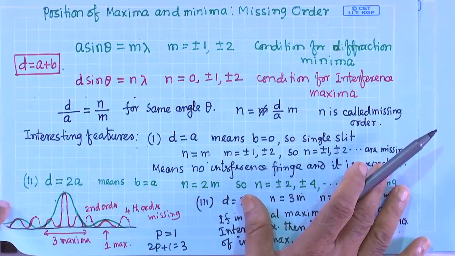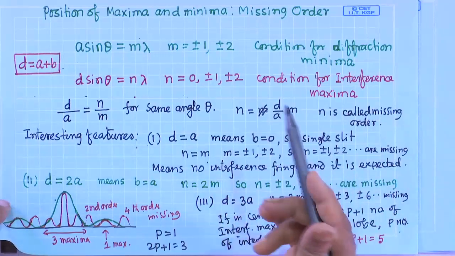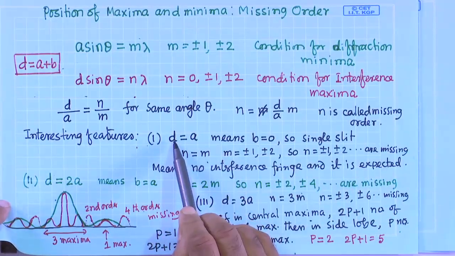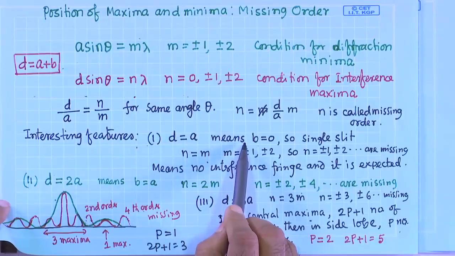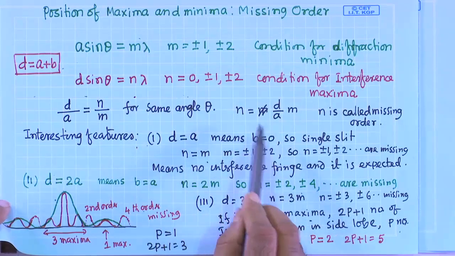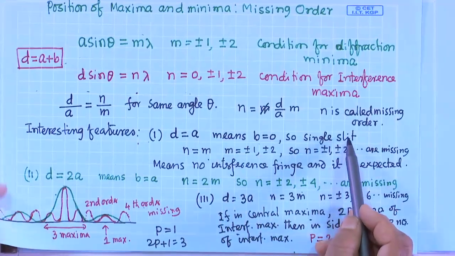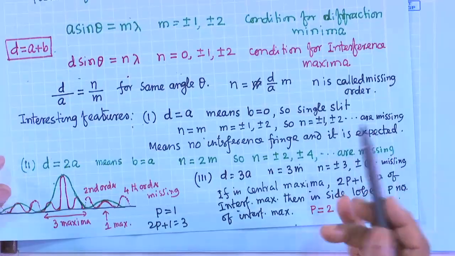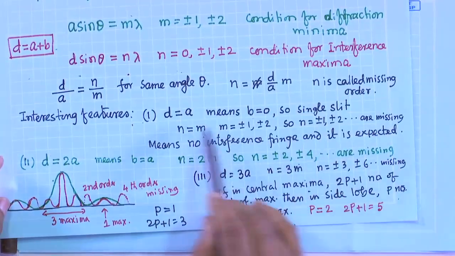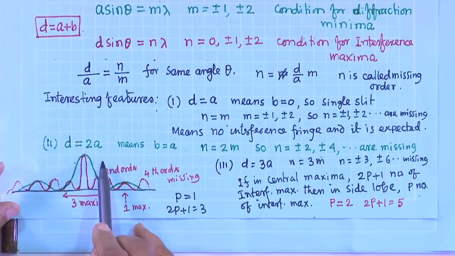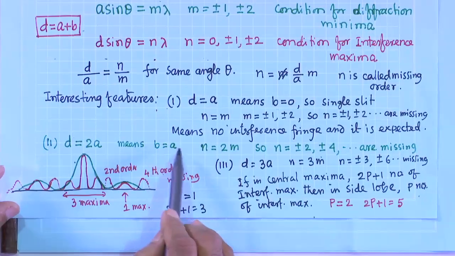Okay. So, that is expected, because d equal to a means d is a plus b, so that means b will be equal to 0, the spacing between the two slits will be 0. So, that way actually it is a single slit. So, that is why we will see only the single slit effect.